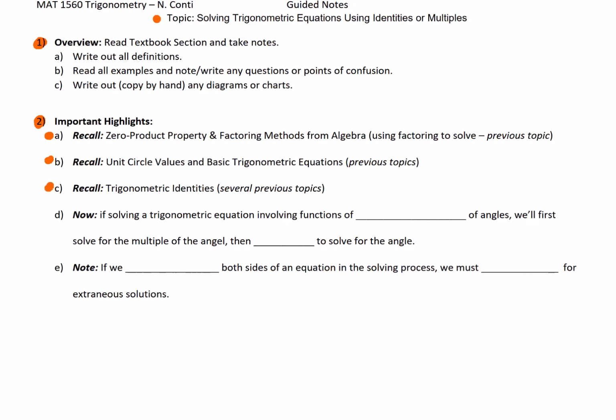Now, what we're going to do next is solve trigonometric equations involving functions of multiples of angles. And you'll see what that looks like in a short minute here. We'll first solve the multiple of the angle, then divide to solve for the angle. Again, you'll see examples here shortly of what this looks like.